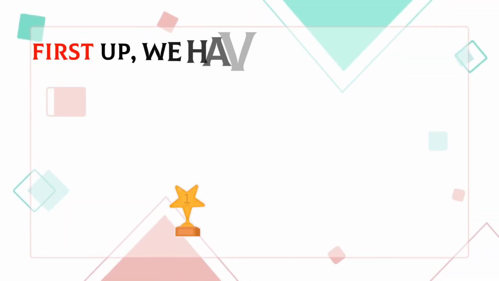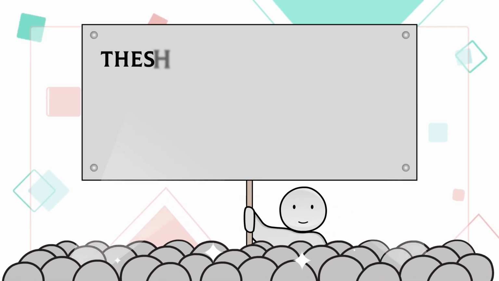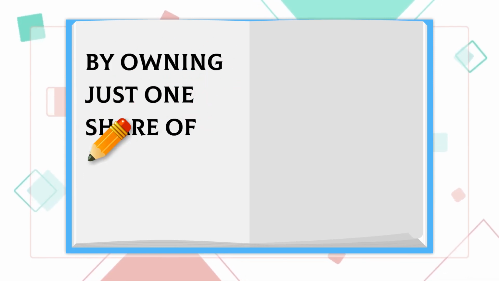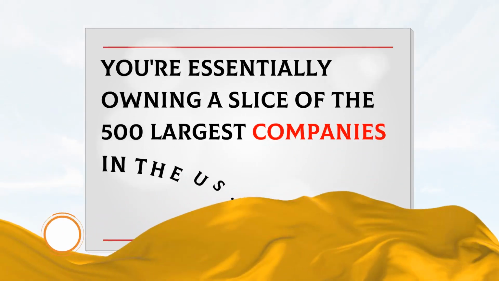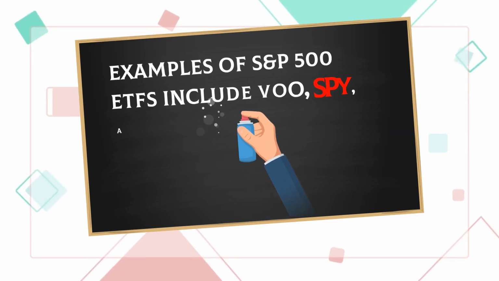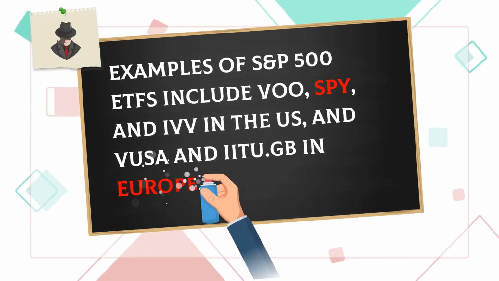First up, we have the basic S&P 500 ETFs. These are like your entry point into the world of ETFs. By owning just one share of any S&P 500 ETF, you're essentially owning a slice of the 500 largest companies in the US. Examples of S&P 500 ETFs include VOO, SPY, and IVV in the US, and VUSA and CSPX.GB in Europe.